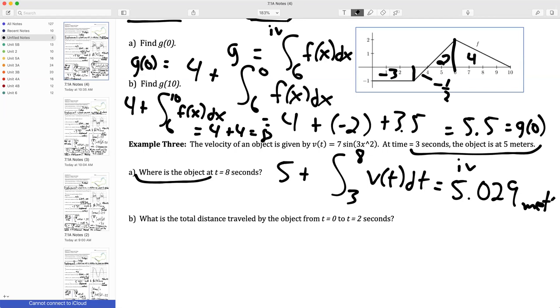So part B is: what is the total distance traveled by the object from t equals 0 to t equals 2? So total distance is going to be the integral. My bounds this time are 0 to 2. And since I'm finding total distance, I need the absolute value of the velocity. So put that into your calculator and crank out the answer.